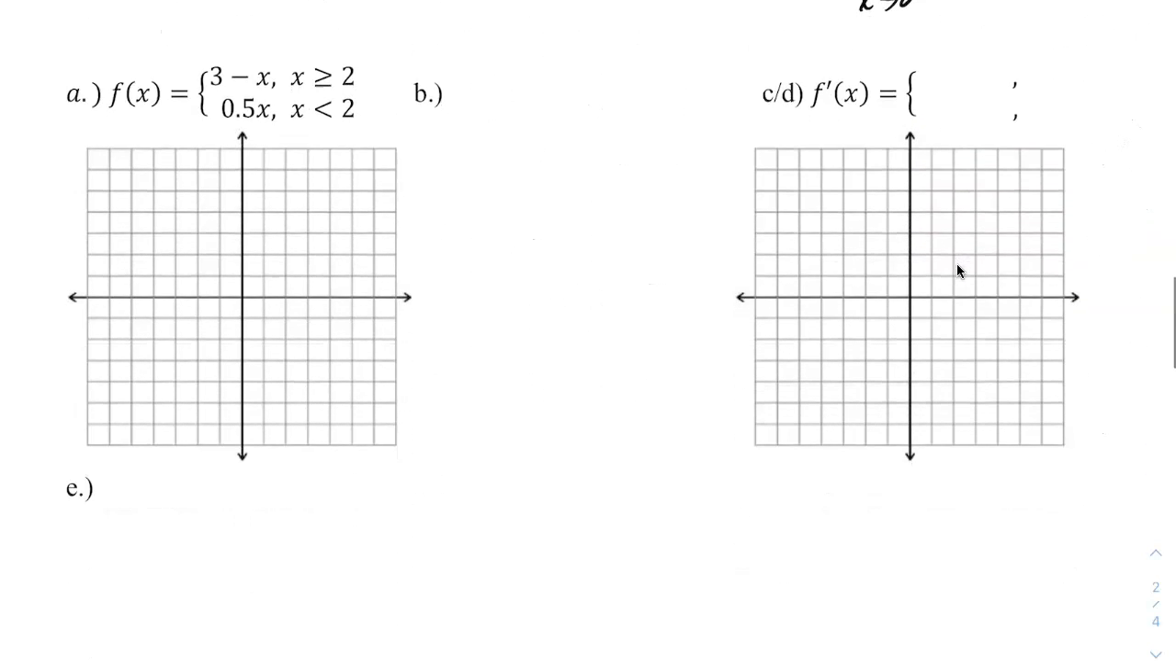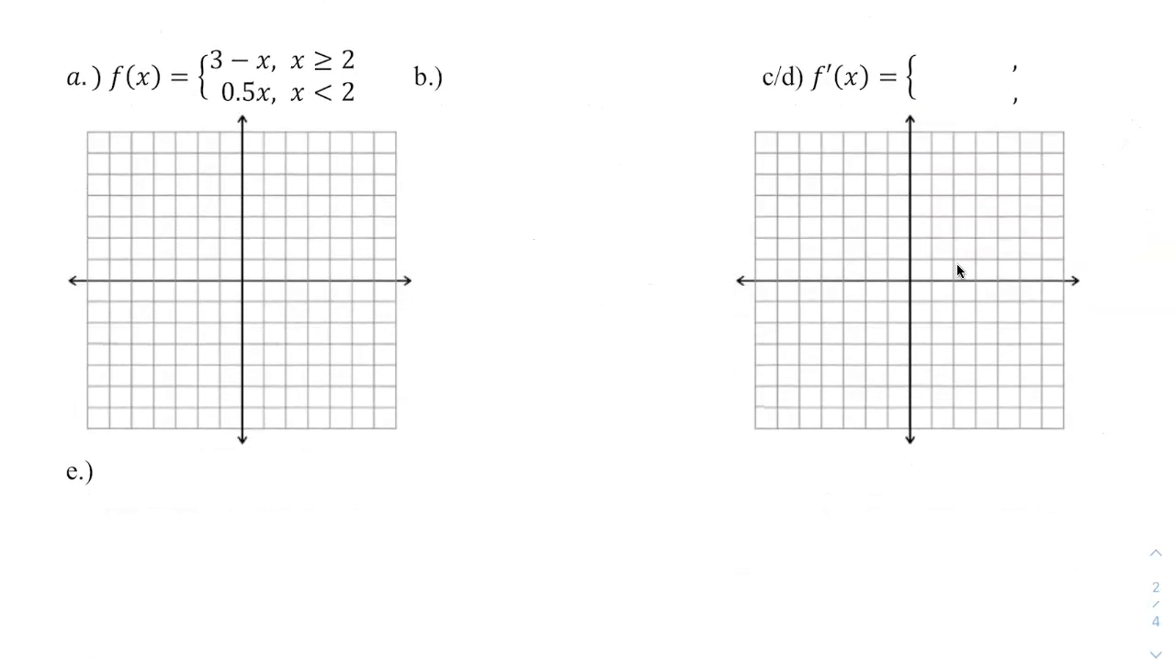Next one, we're going to do the same thing. So step 1, let's graph it. 3 minus x, also known as negative x plus 3. So plus 3, down 1 over 1, down 1 over 1.